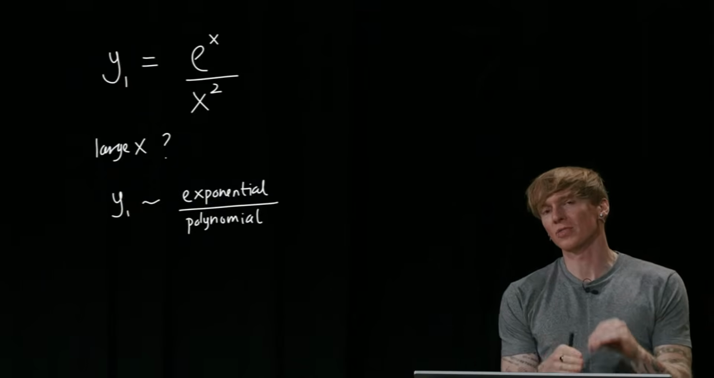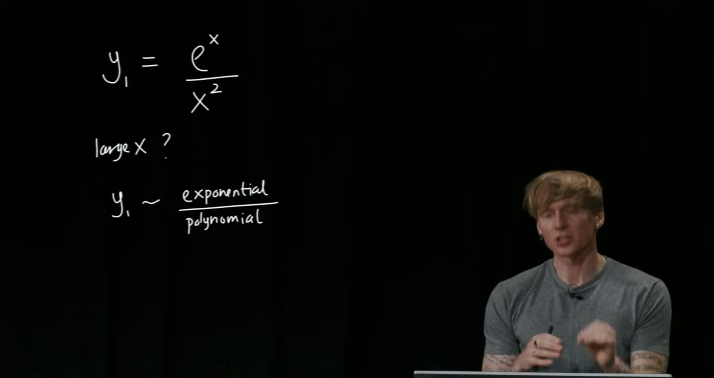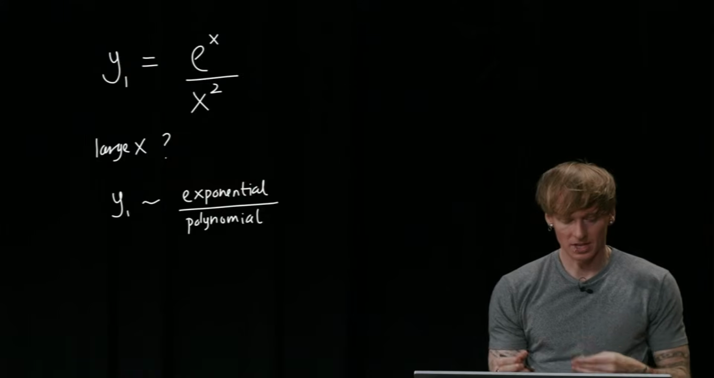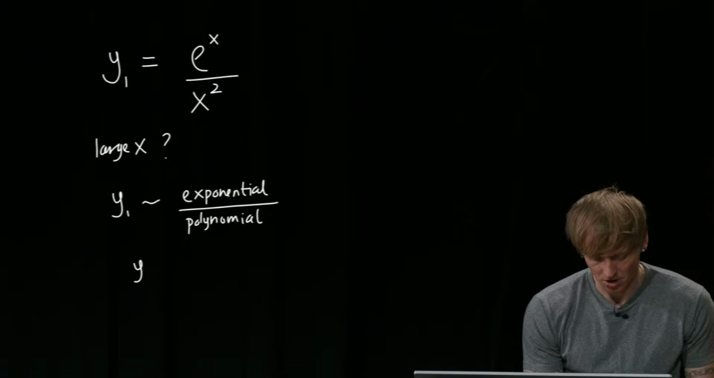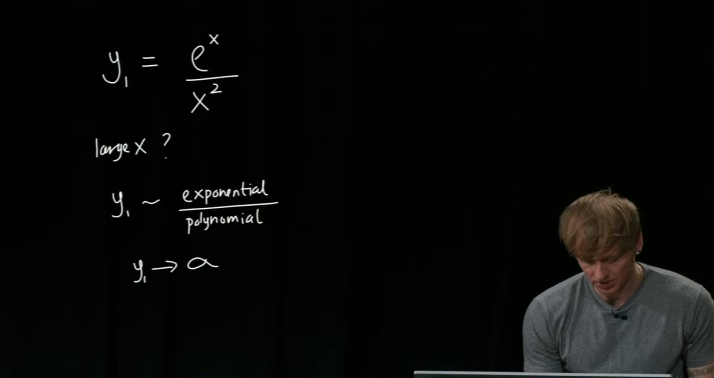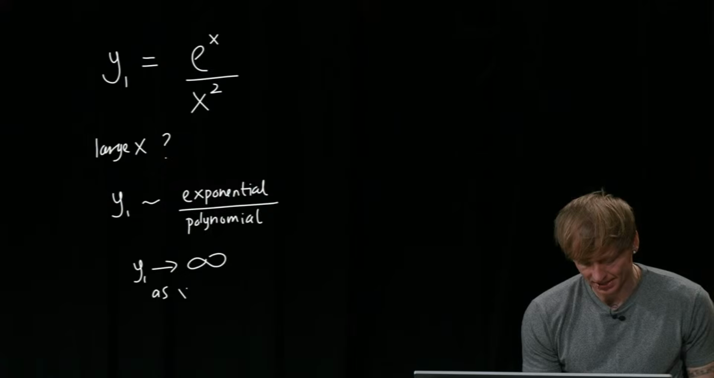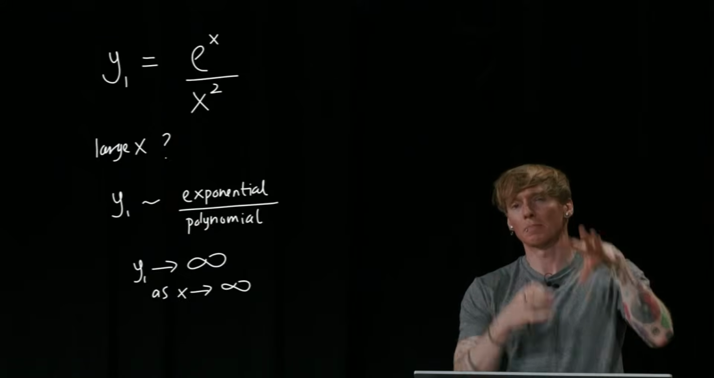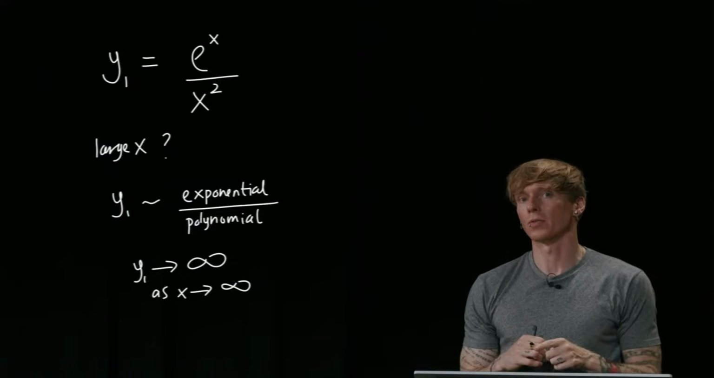But the exponential increases faster. So because it's on the top and increases faster, it's going to win. So for this function, we can say y1 will actually tend to infinity as x goes to infinity. The exponential wins out because it has that faster growth rate.